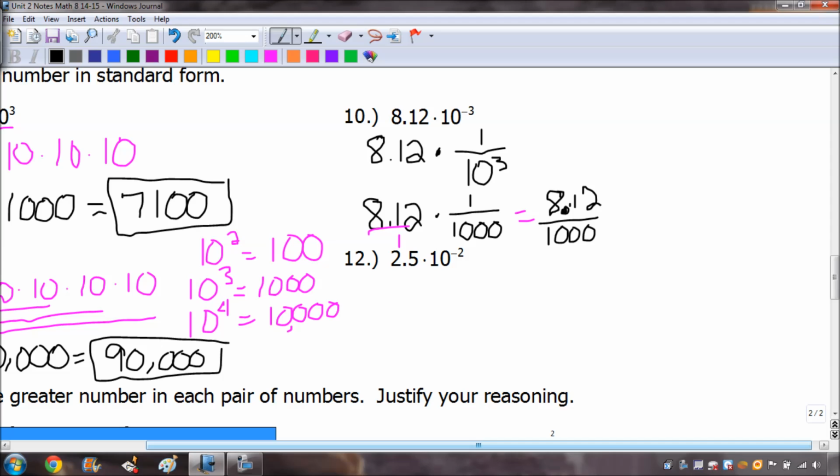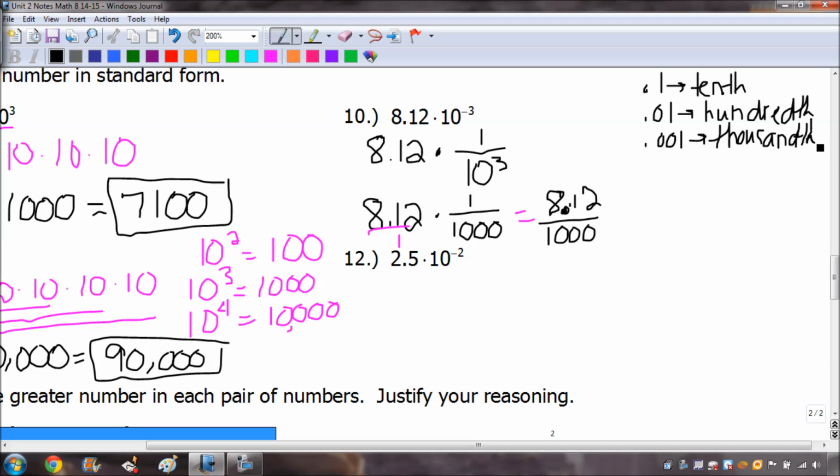So remember, this right here is a tenth. If you have 0.01, you have a hundredth. If you have 0.001, you have a thousandth. So that means that this answer right here is going to be 0.00, it's not 1,000th, it's 8 thousandths, 8, and then the 1, 2 tags along.